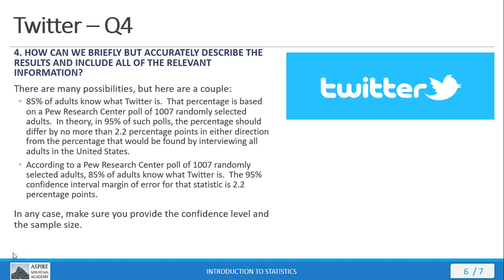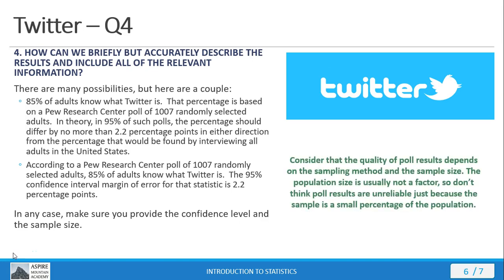In any case, however you say it, notice there are a couple of things that these examples have in common. First, we're mentioning the confidence level for our confidence interval, 95%, and we're also mentioning the sample size that was used to create the confidence interval. That's 1,007 randomly selected adults.